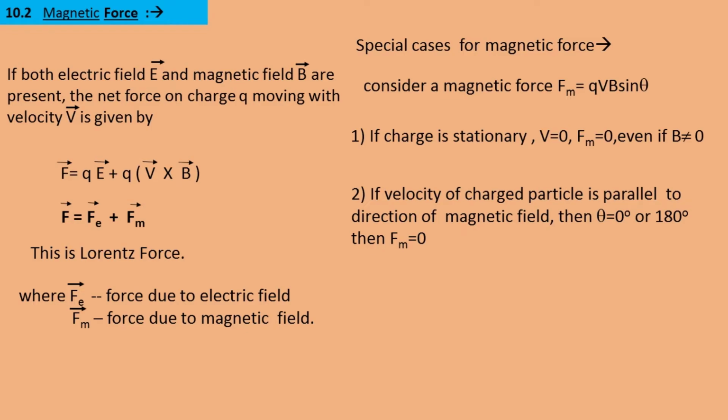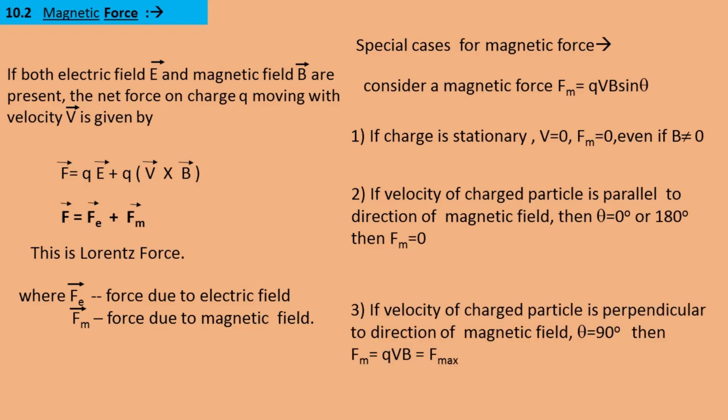Case second, if the velocity of a charged particle is parallel to the direction of the magnetic field, then theta is equal to 0 degree or 180 degree. Putting this in the above equation, Fm is equal to QVB sin 0, you will get Fm is equal to 0. This means a charge moving parallel to the direction of the magnetic field experiences no magnetic force. Fm is equal to 0.